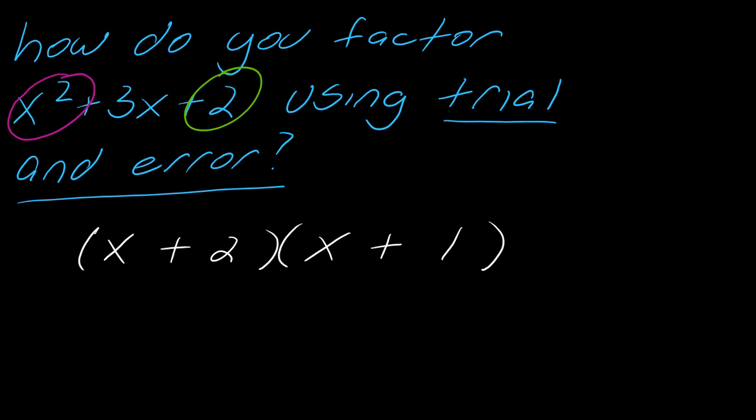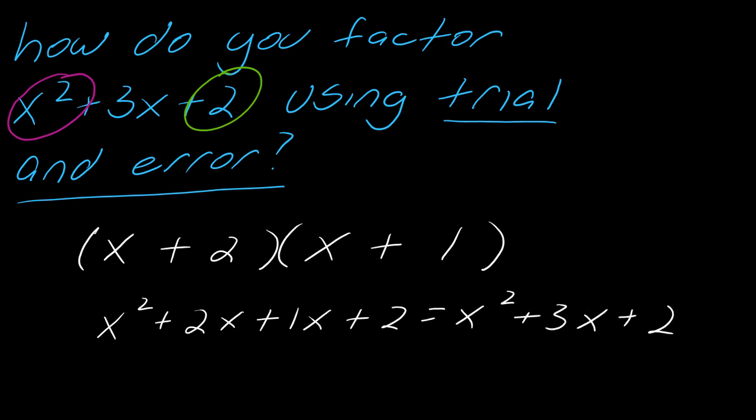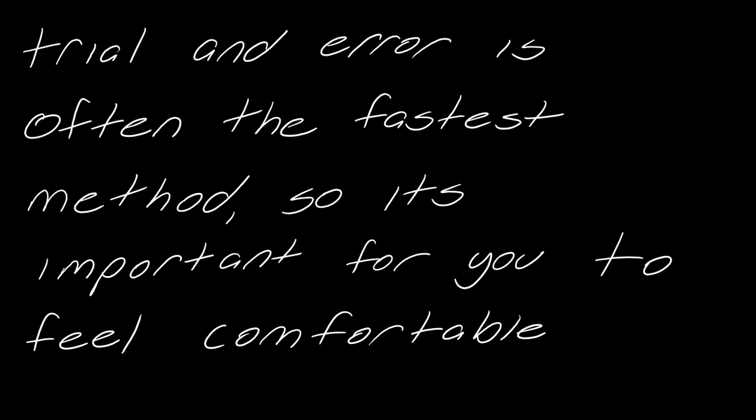Now, if you're not sure about this, if you can't do this in your head, no problem. Then you just write it out, right? And you just double check. And so then I see, yep, this gives me x squared plus 3x plus 2. So I can see that this definitely worked. So this is the idea of trial and error. And like I said, it's often the fastest method.